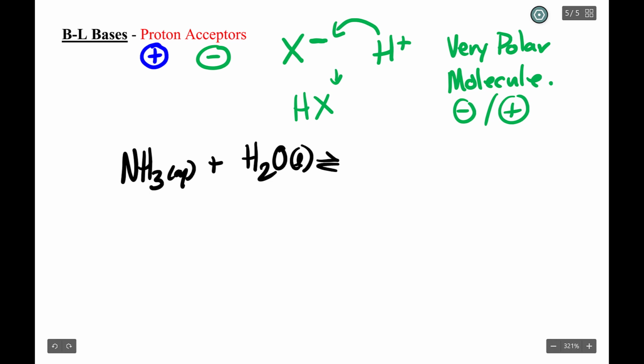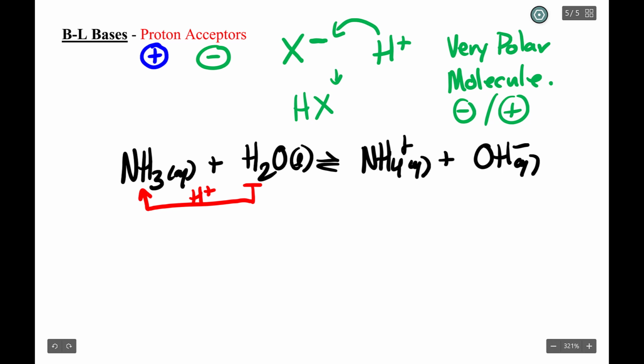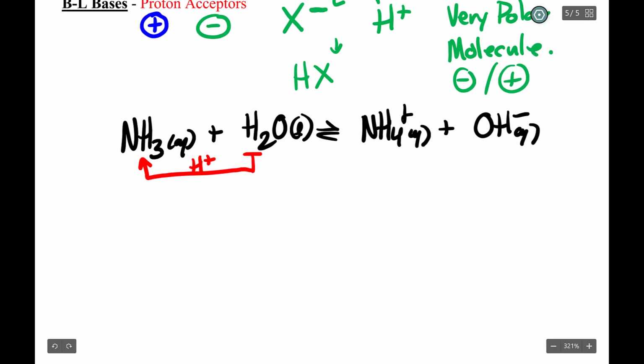So this would become NH4, because water would actually give up its hydrogen here to ammonia to become NH4 plus aqueous, and then all that's left of water is OH minus aqueous. So because the hydrogen is going to ammonia and ammonia is accepting the H plus, NH3 is considered a base.